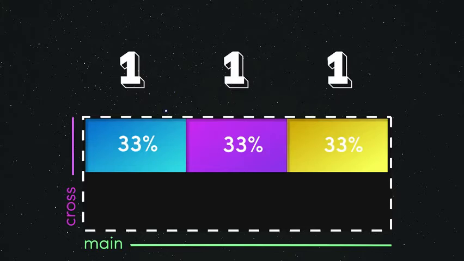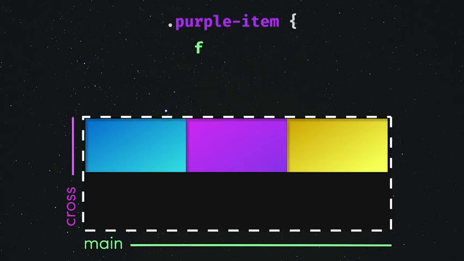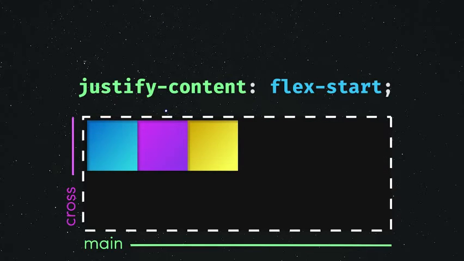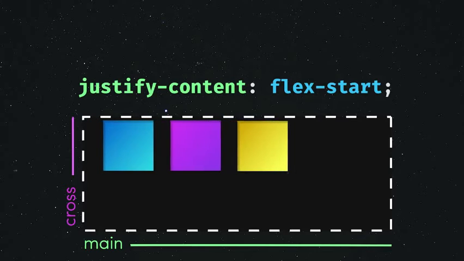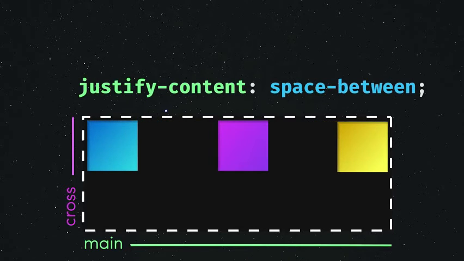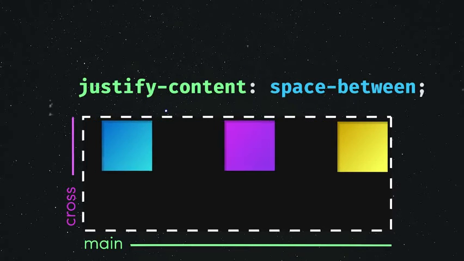You can change that ratio by setting the flex property on an individual item. If we set flex to 2 on the middle item, it now takes up 50% of the available space. Now, you would often want to control the way items are spaced or aligned along the main axis. Use justify content to space your items evenly, maximize the space between, or push them to the flex endpoint.